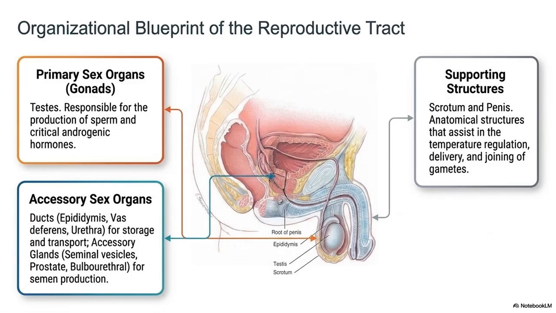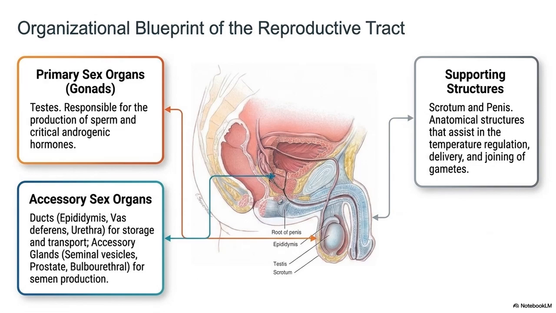The ducts are mainly 3, that is the epididymis, vas deferens or the ductus deferens, and the urethra. They mainly help in the storage and transport of sperms. And we have the accessory sex glands that are also 3 in number, that is the seminal vesicles, prostate gland and the bulbourethral glands, also known as the Cowper's glands. The accessory sex glands mainly help in producing semen, which acts as a medium for the transport of sperm.